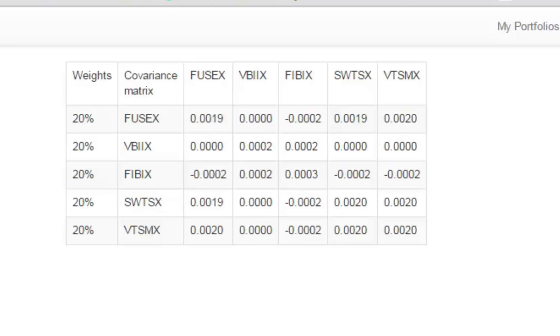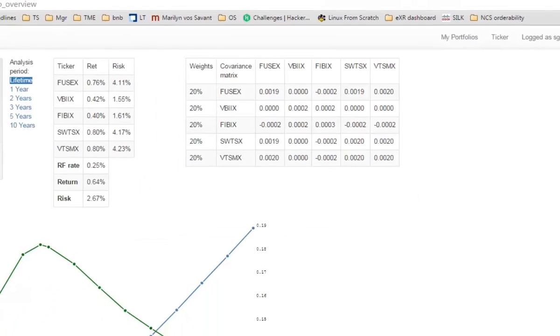In this portfolio, having FIBIX, for example, actually helps the portfolio risk go down, because as you can see, the covariance of FIBIX with most of the other assets is negative. Now let's see how, using this raw data, we get what we call the efficiency curve.